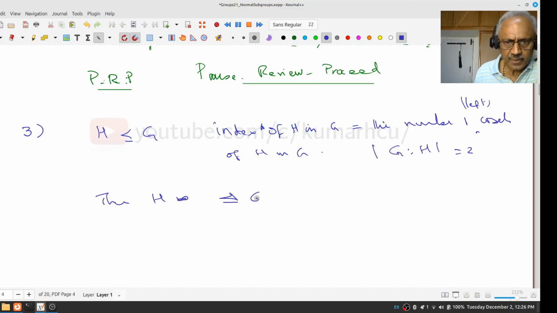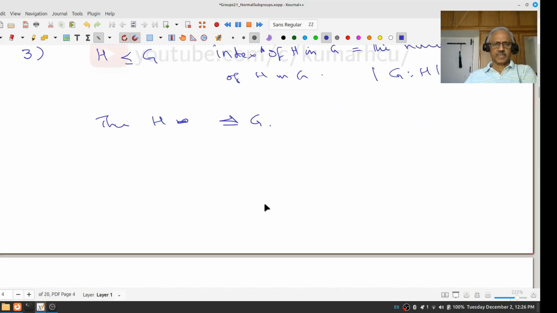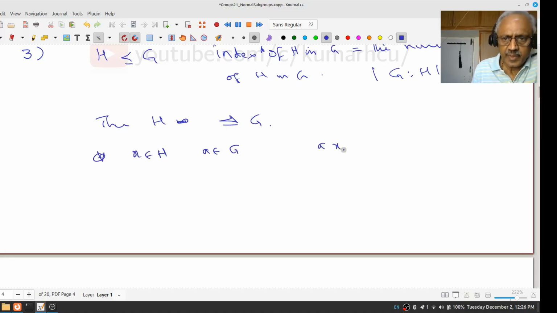Let me write the notation. Right? Okay. How do I prove that? So start with an arbitrary element x in H and an arbitrary element a in G. Right? Then I have to show whether axa inverse belongs to H. Let me be careful that I am using this. Now I have to make use of the fact that the index of H is 2.